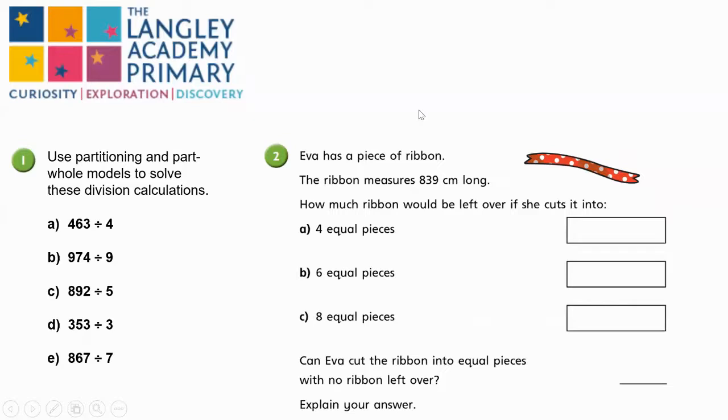Here are your questions for this lesson. Number 1 is you can use any method you like in order to solve either the partitioning or part-whole model or the place value grid if you want to, and work out what the answers are from those. And the second question is a problem-solving question, just to see if you can try and get the answer using the methods that we have used today.